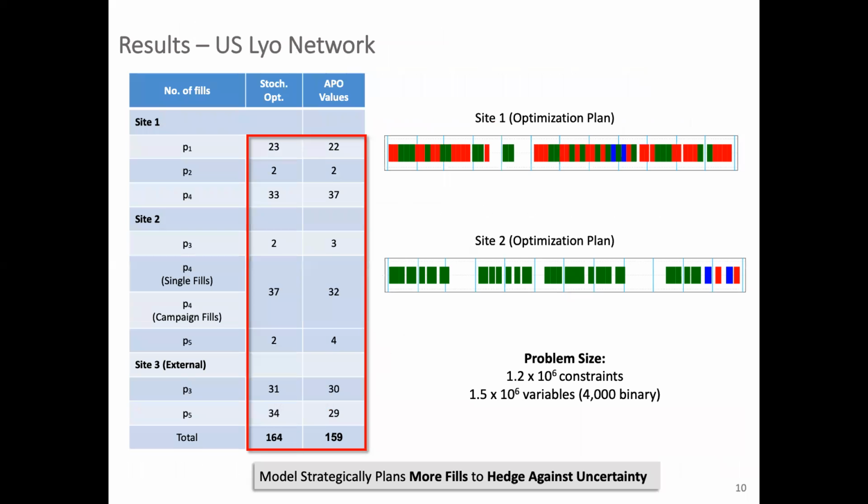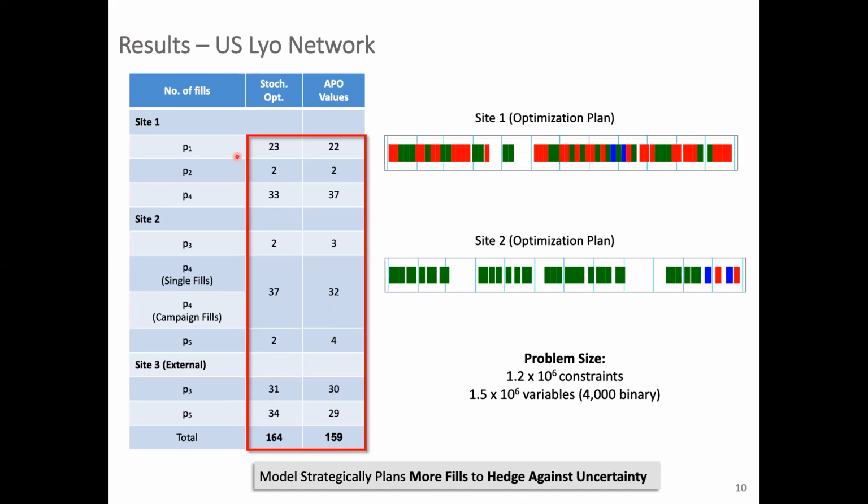Here is the summary of results we get. The table reports the total fills or batches for each product in scope at different production sites, while the Gantt charts reveal more details about when and where to start a production fill. We compare these numbers against the plan in place by the APO system, which is the current planning tool used by the supply planners. The total number of fills are higher in case of the stochastic model compared to the APO plan.